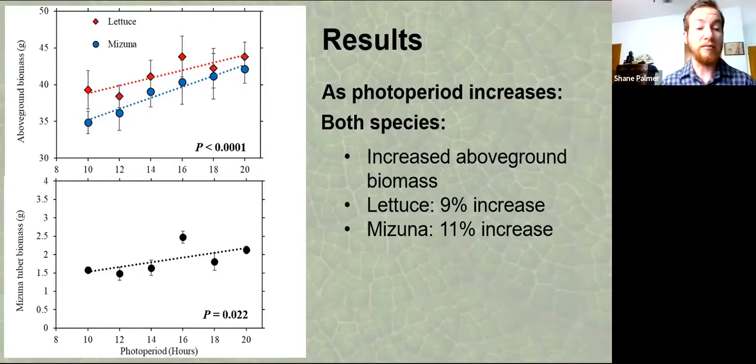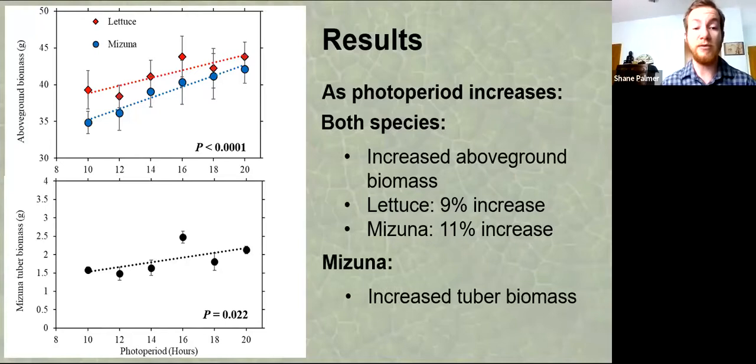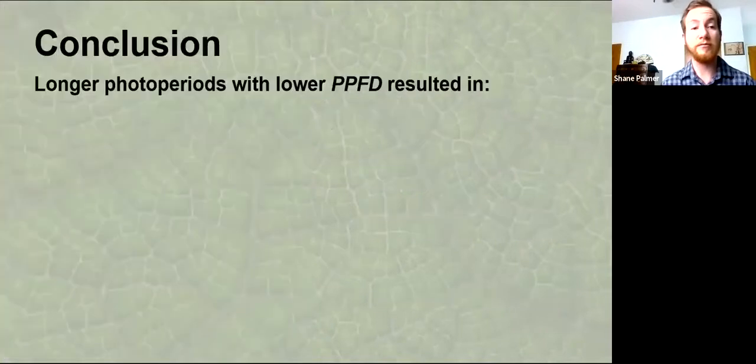And at the bottom is something interesting that I noticed, that when I was processing these Mizuna plants, some of the larger plants had a swollen root that kind of looked like a tuber. And so I went ahead and took the tuber biomass measurements for that as well. And that was also significant. So Mizuna had both above ground and below ground increases in biomass.